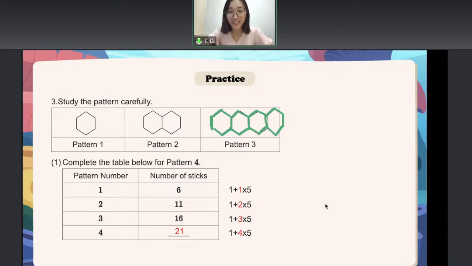Can you get the formula now? Look, if it is pattern 1, we need one 5. If it is pattern 2, we need two 5s. If it is pattern 3, we need three 5s. So what about when it comes to figure n? How many 5s do we need?